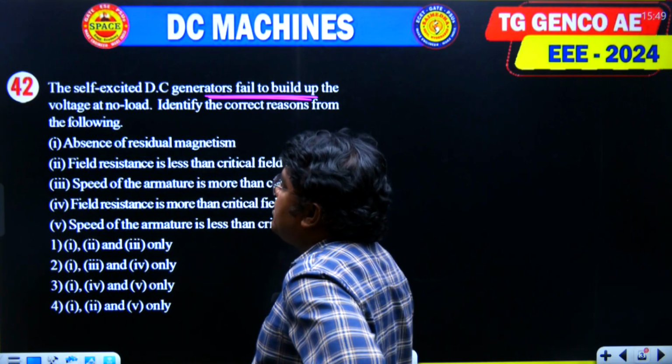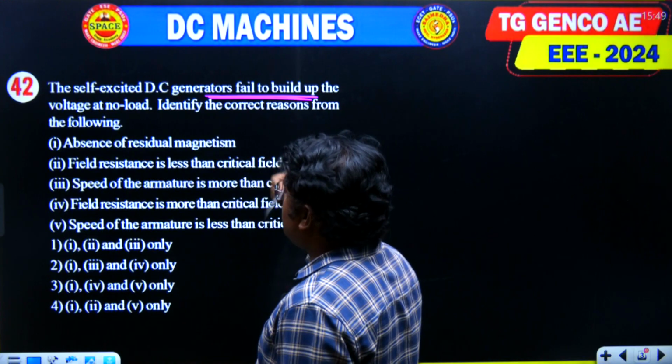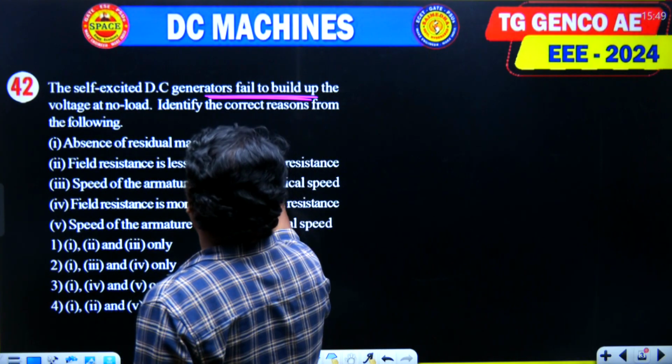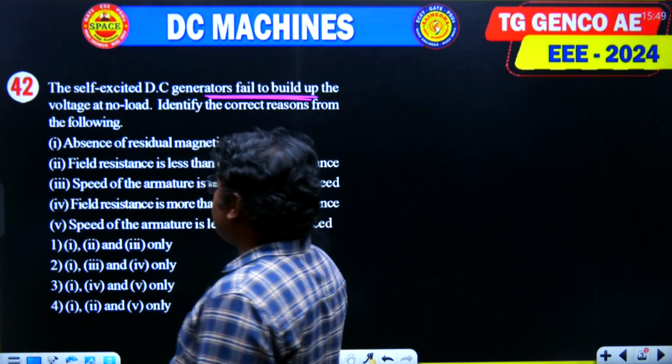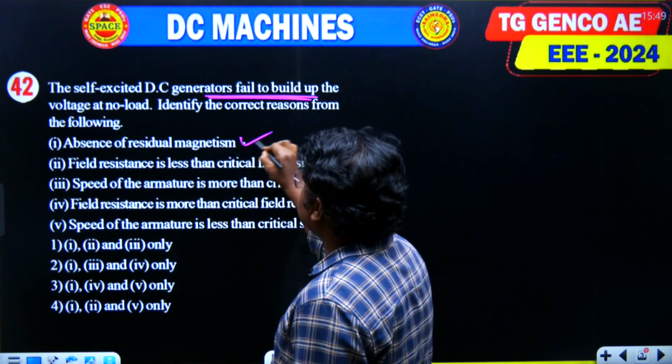See statement number 1, absence of residual magnetism. The field poles don't have the residual flux. That means the generator fails to build up voltage. So this is a correct statement.